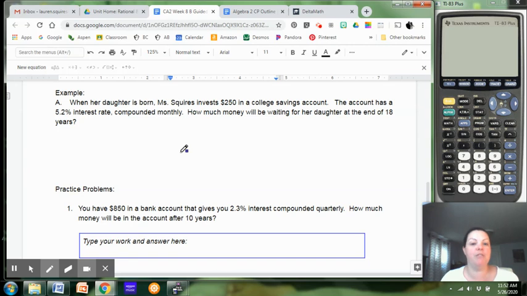So we put that $250 away, and we're just going to let it sit there. We're not going to take any money out. We're just going to let it grow. So what we're going to do is start with all of the numbers. The first number is 250. That is how much we're starting with. That's going to be your A value.